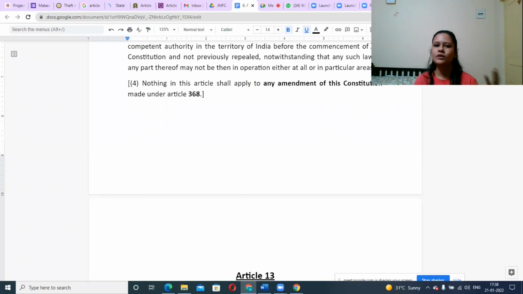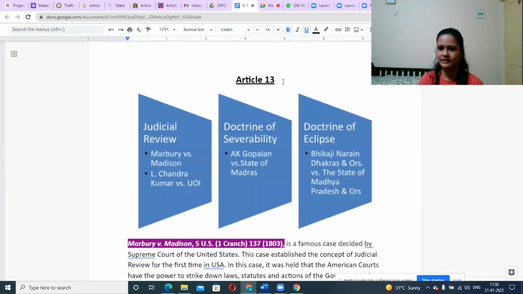So what would happen in case there is a legislation which goes against the provisions of fundamental rights? That part is given in Article 13. There is judicial review that we discussed in the last class. Vishnu, have you heard of this thing before? Judicial review, what is it?